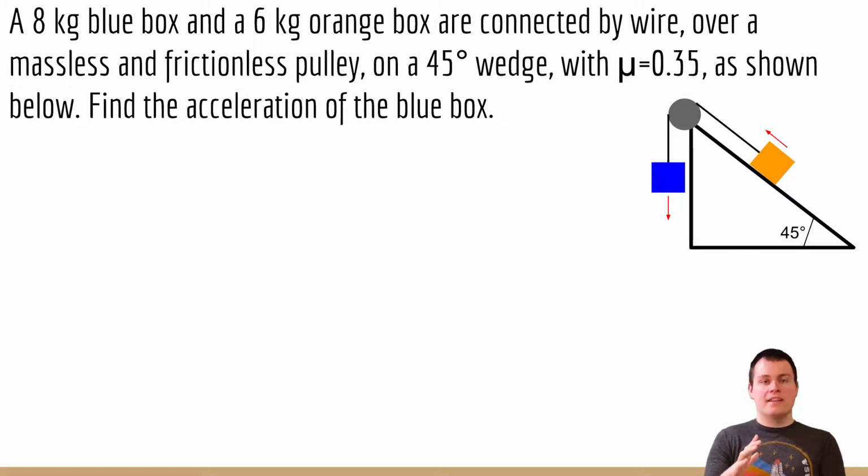Today we're going to be looking at the last problem in this series of a block sitting on a slope. In this case, we're going to change up the numbers a little bit, but we have an 8 kilogram blue block and a 6 kilogram orange block connected by a wire over a massless frictionless pulley on a 45-degree wedge with a friction coefficient of 0.35, and I show it in the picture up here. We want to find the acceleration of the blue box during this situation.